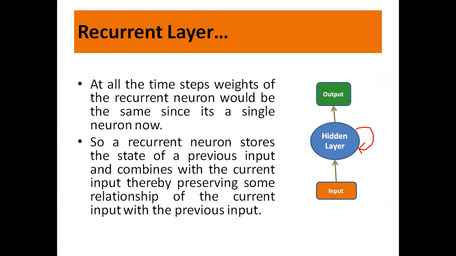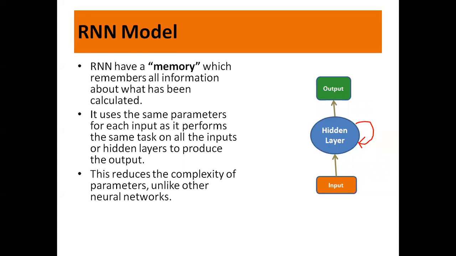So the recurrent neuron stores the state of a previous input and combines it with the current input, thereby preserving some relationship of the current input with the previous input. Fine. Why? Because the output of one hidden layer is the input to the other hidden layer. So there is a relationship between input and output. Now RNN has a memory which remembers all information about what has been calculated. So it uses the same parameters for each input, as it performs the same task on all the inputs or hidden layers to produce the output. As we saw, the weight and the bias were the same for all the hidden layers. So it uses the same parameters. This reduces the complexity of parameters, unlike our normal neural network.